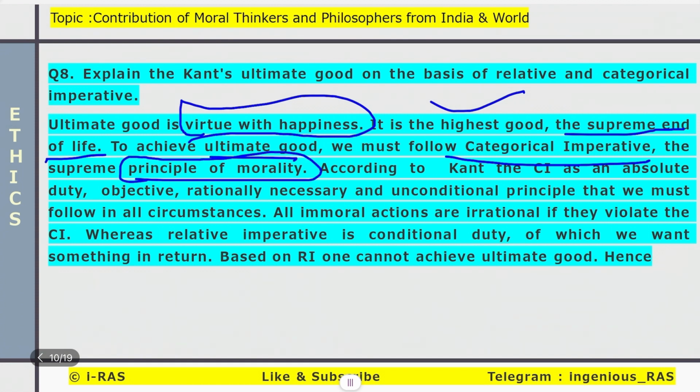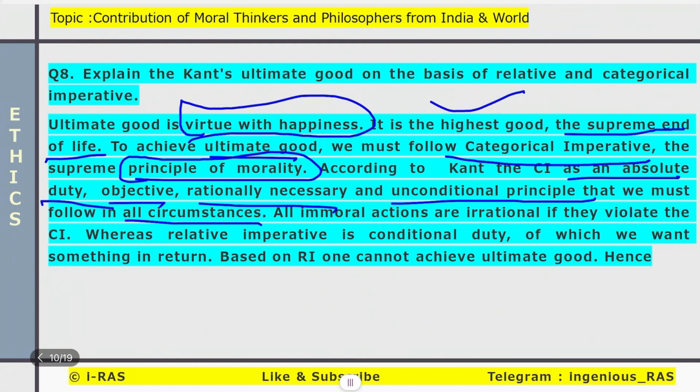According to Kant, the categorical imperative is an absolute duty, an objective, rationally necessary and unconditional principle that we must follow in all circumstances. Which means, say for example, integrity. Integrity is a value where we do the right things even when no one is watching us.